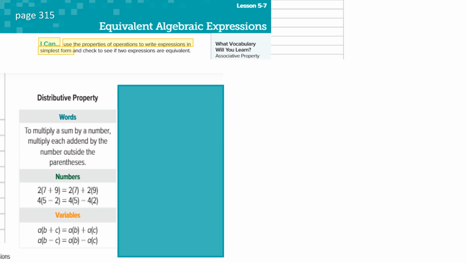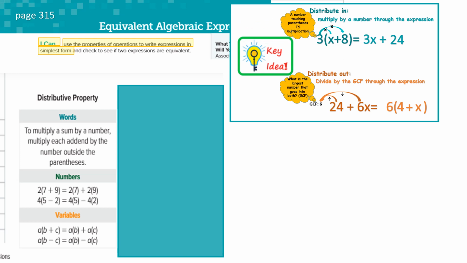The distributive property is what we did in our previous lesson. So we know that we can distribute in, and we know that we can distribute out. Distribute in means I have my greatest common factor on the outside of my parentheses. I'm going to multiply it by everything inside and keep the sign that's inside. So in that top one, 3 times x is simply 3x. I keep my addition sign, and then 3 times 8 is 24.